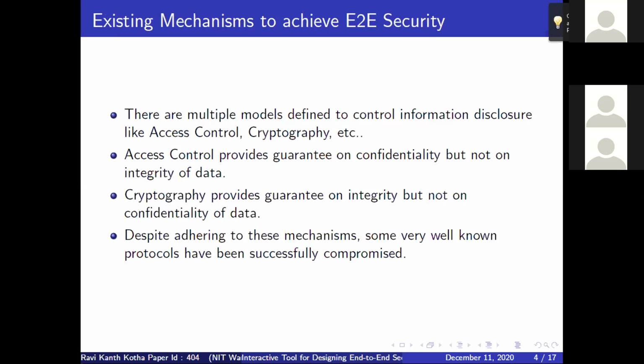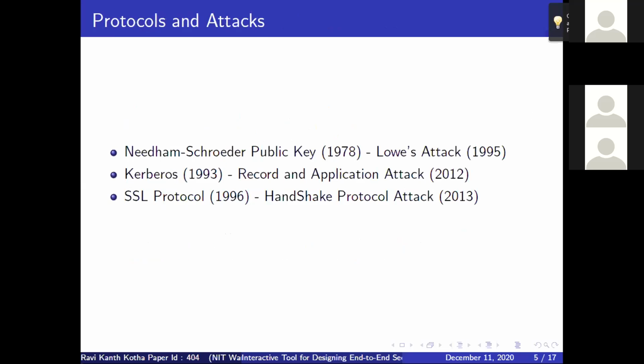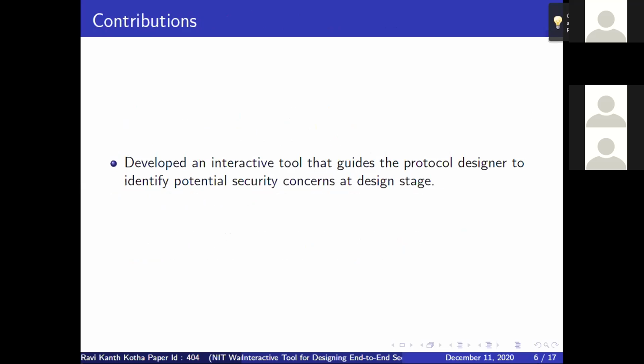Despite adhering to these mechanisms, some very well-known protocols have been successfully compromised. For example, the Needham-Schroeder public key protocol, which was introduced in 1978, was successfully attacked by an attack called Lowe's attack in 1995. Similarly, Kerberos and SSL protocols have been successfully attacked. What would be the basic reason? That is where the main research work started, to understand the main causes. Now, what is the contribution we have made through this paper?